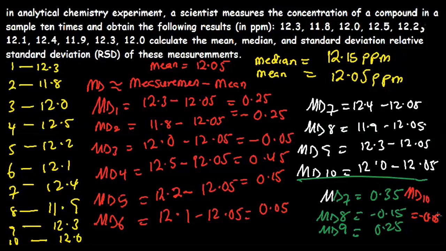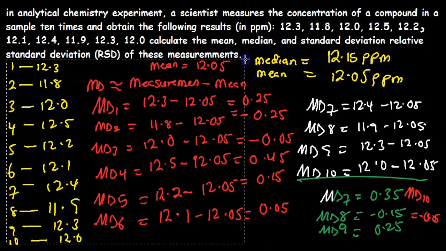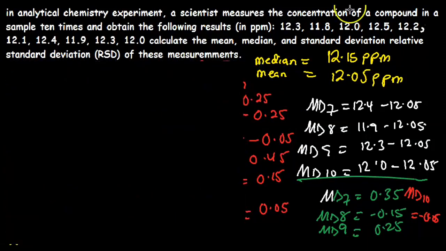So the next thing you need to do is to square each mean deviation. How can we do that? Let's get rid of these values so that we have enough space to write. That's the first step: we have already substituted our mean deviation, which is measurement minus our mean, and we have our values. Next we need to square each mean deviation. The first is 0.25, the second is negative 0.25, the third is negative 0.05. So we are going to square everything.